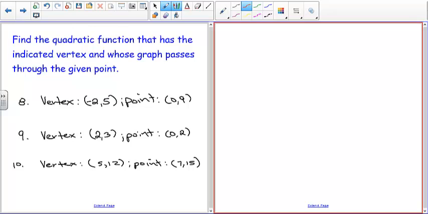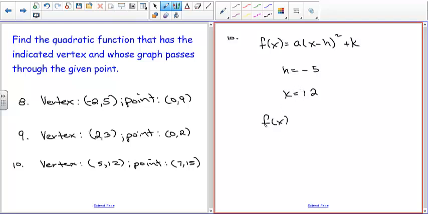And then the last one in this group, which is 10. So we're going to start off with f of x equals a times x minus h squared plus k. Okay, so h is equal to negative 5, and k is equal to 12. And so let's substitute those in. f of x equals a times x minus a negative 5.